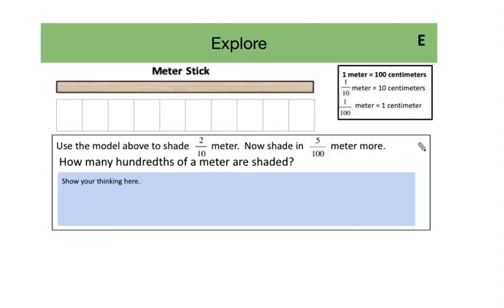So here we have that same picture and tape diagram. And it gives us that information again here, but in the box. So it says 1 meter is 100 centimeters, 1/10 of a meter is 10 centimeters, and 1/100th of a meter equals 1 centimeter. They want us to use this tape diagram above to shade 2/10 of a meter. So think of it as 2 out of the 10. And they also want us to shade in 5/100ths of a meter. And then find how many hundredths of a meter are shaded in all. So go ahead and pause to answer this question. When you're ready, you can go ahead and unpause.